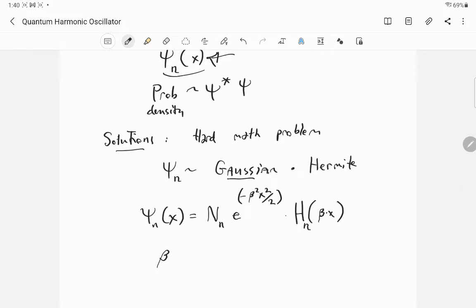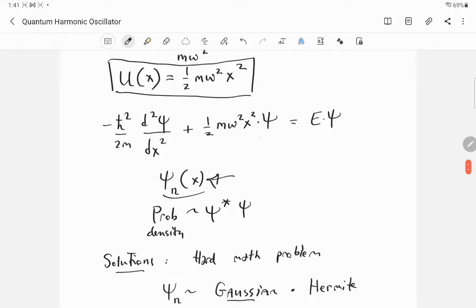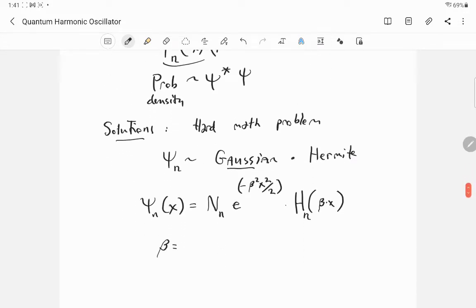This thing called beta, which shows up both in the Gaussian envelope and in the Hermite polynomial as a factor on x, is related to all of the parameters in our problem, which include the quantumness, the mass and the angular frequency of the classical problem. And it turns out that beta is the square root of m omega over h bar.